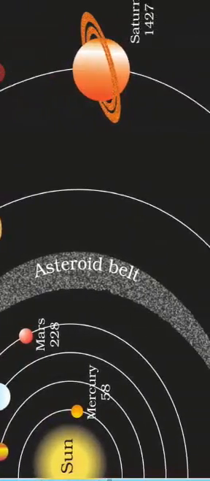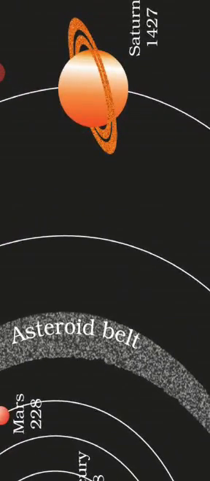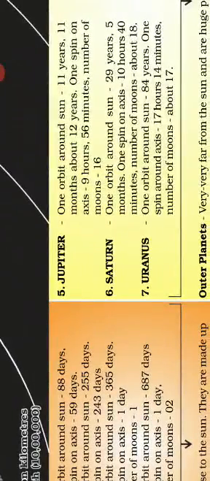Next is Saturn. You see, it is a beautiful planet of our solar system. There are bright rings around its equator. These rings are made up of icy particles, dust and gases. And it has 18 moons. One orbit around the sun takes 29 years 5 months, and one spin on its axis takes 10 hours 40 minutes.